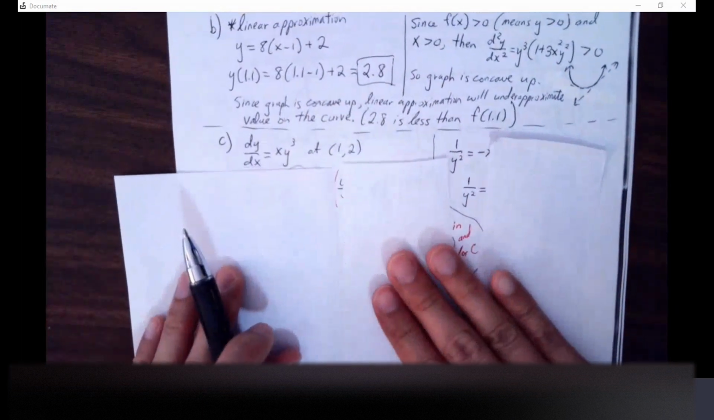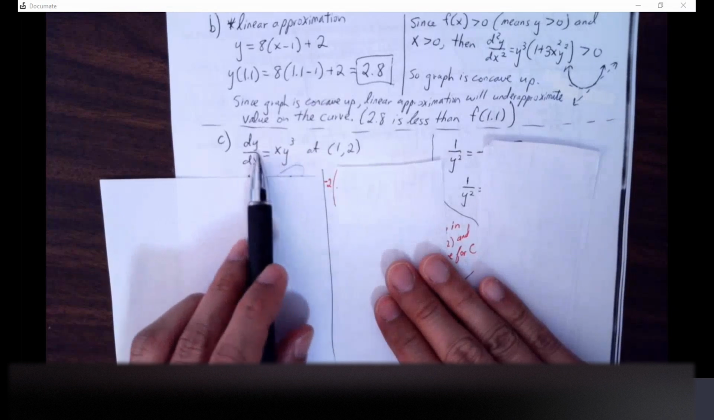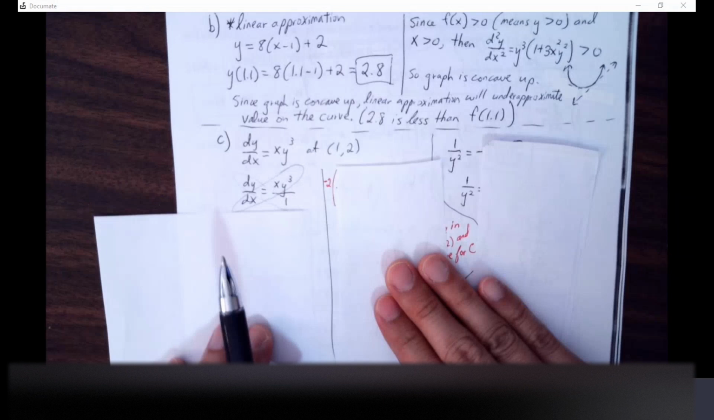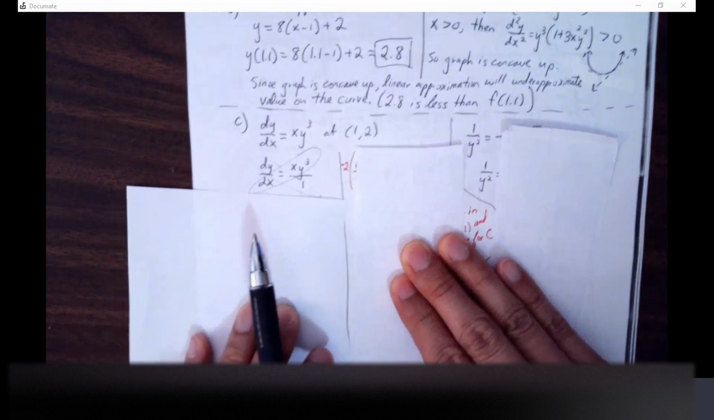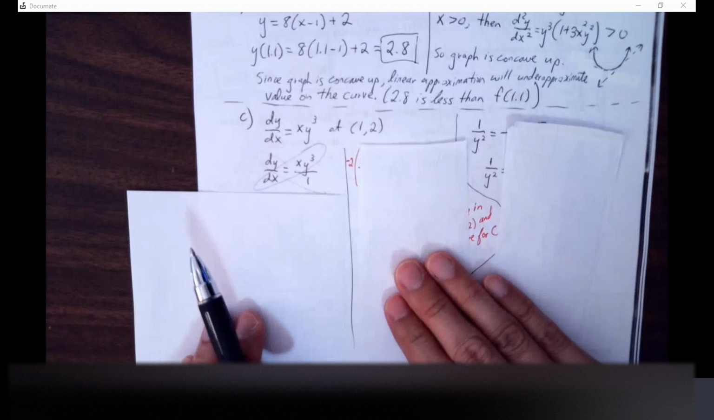All right, so first up, I'm going to write the equation here. I'm going to get this to be a clear fraction here, so I'll put that xy cubed over 1. And now I'm going to cross multiply. So as I cross multiply, I can get my dy and dx in the right slots.